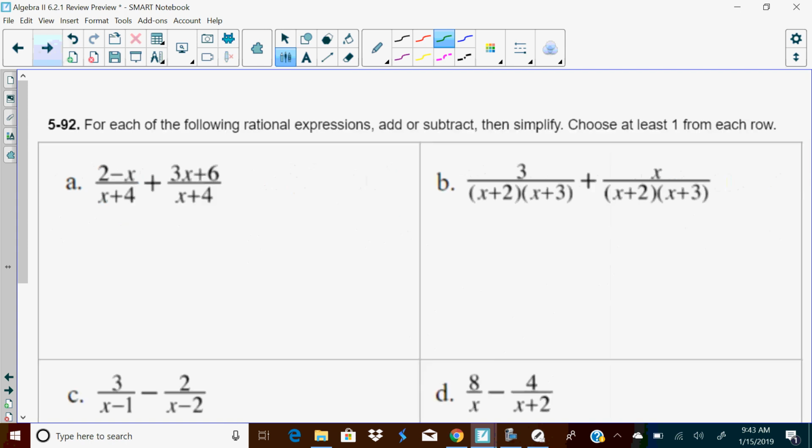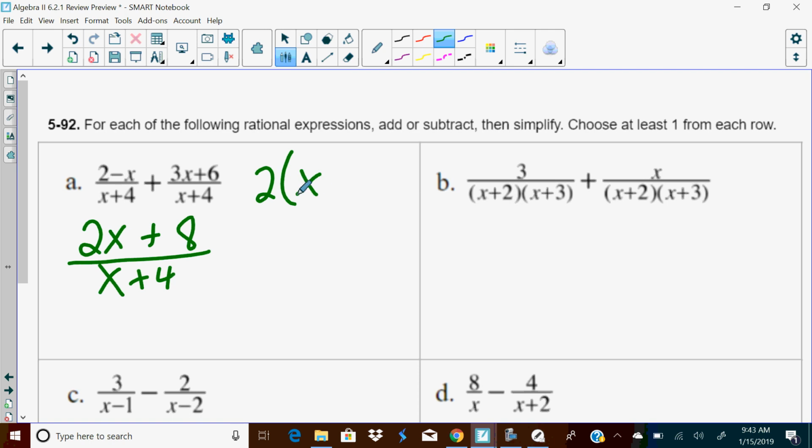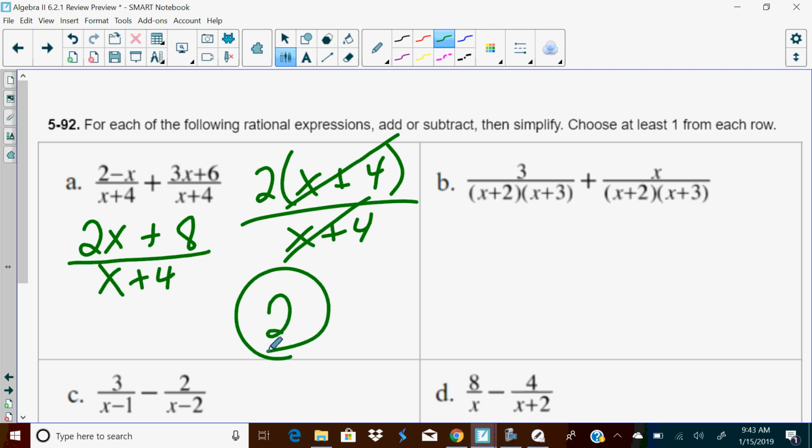Problem 92, I'm going to add or subtract. So for A, I already have a common denominator, so I just combine like terms at the top. Negative x plus 3x is going to give me 2x. 2 plus 6 is going to give me 8, over x plus 4. Then I want to simplify it, so I can pull a 2 out of the top. These cancel out, so my final answer is just 2.